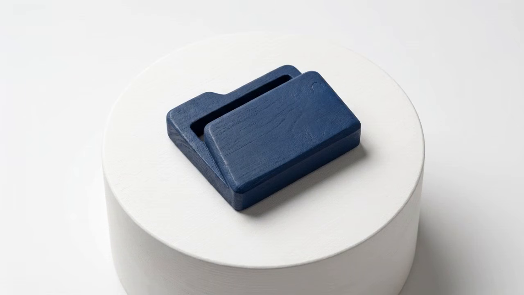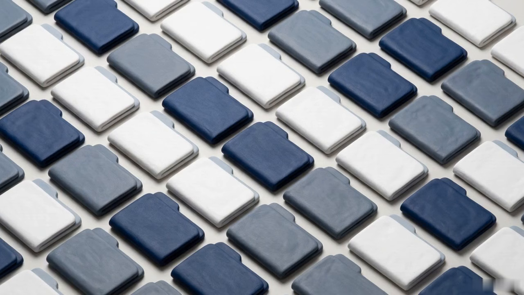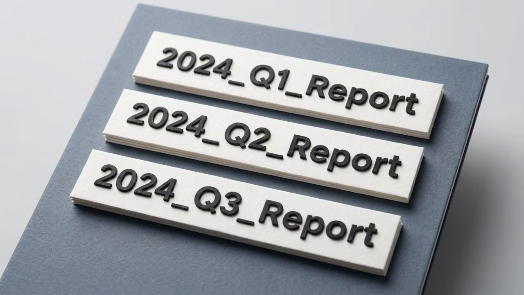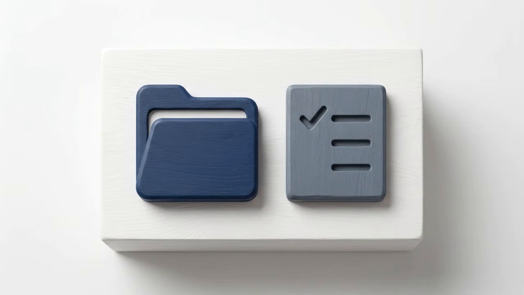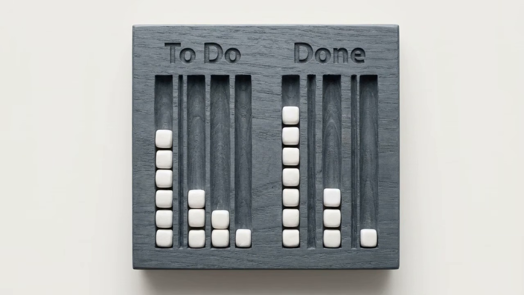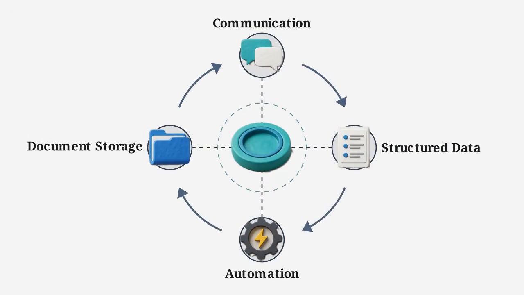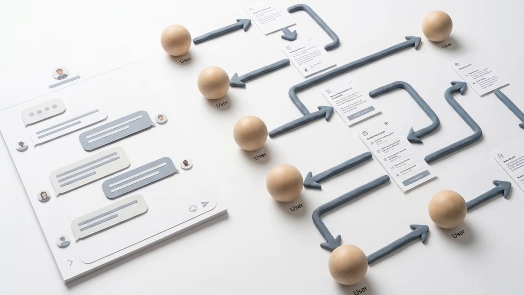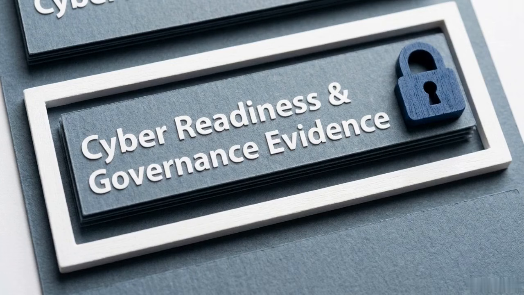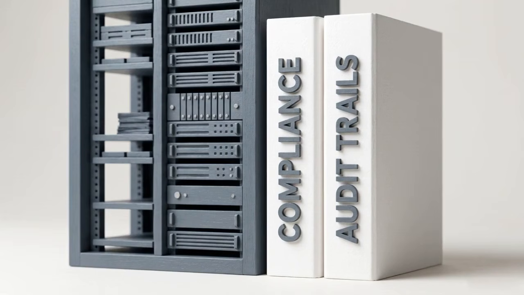The first component is configuring SharePoint, building highly structured document libraries governed by consistent naming conventions. Then we deploy Microsoft Lists, creating centralized daily operational trackers. Those separate tools are then bound together using Teams and Power Automate to create seamless, safe workflows that move data securely from one step to the next. Critically, this hub includes a dedicated, locked-down area built specifically to gather and store cyber readiness and governance evidence.